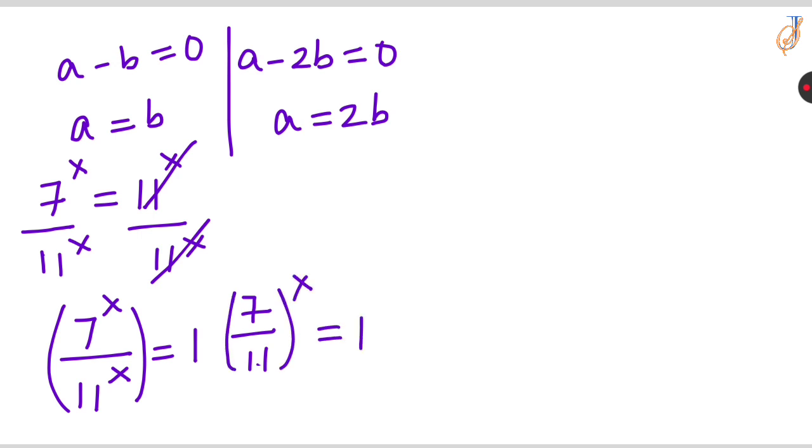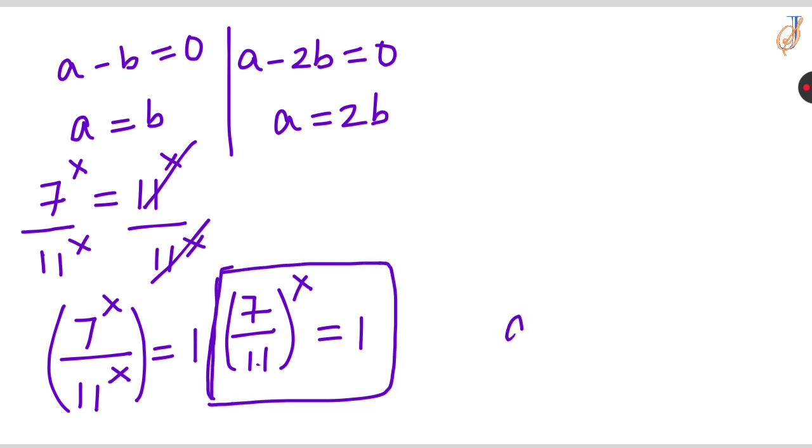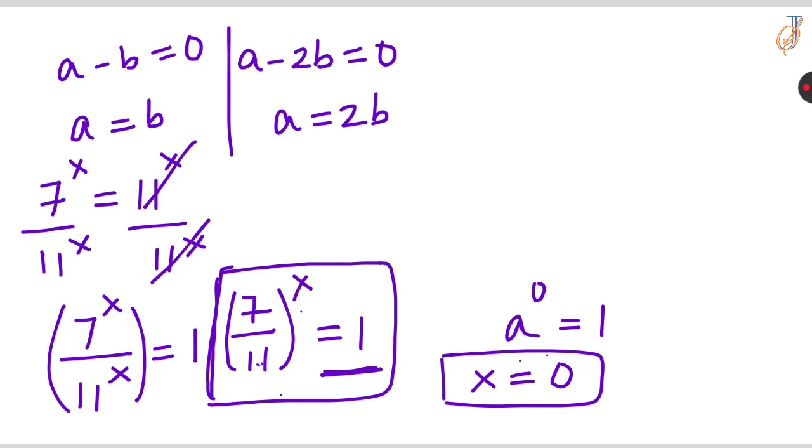And just recall one of the most important properties: anything power 0, the value is 1. Do you observe our right hand side, the value is 1. So if you take a as 7 over 11, anything power 0 the value is 1. So after comparing these terms, we can say that x equals 0. Anything power 0 is nothing but 1. So this is the first case, where we solve x as 0.